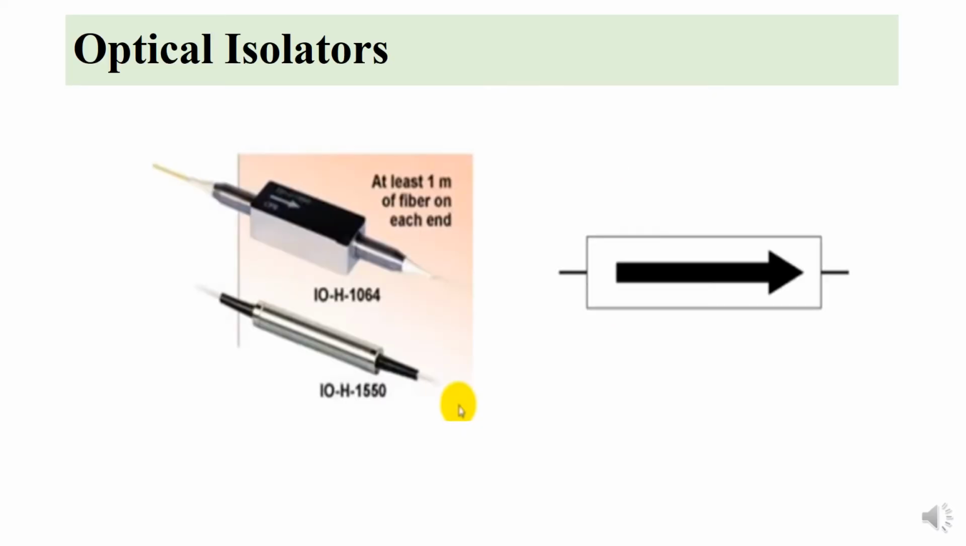So what are optical isolators? An isolator is an optical component which allows the transmission of light in only one direction. The component shown in the figure has an arrow mark, which is directed to only one direction. So it means that it allows the transmission of light only in one direction. The light is completely blocked in the other direction. So these isolators are used to prevent unwanted feedback into the lasers.